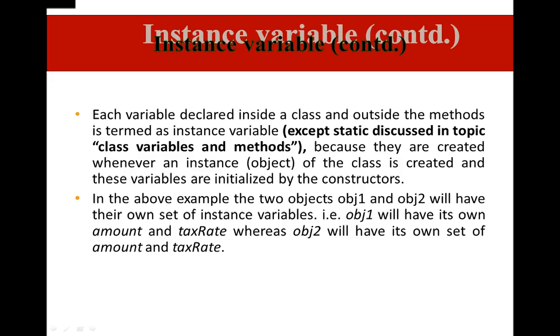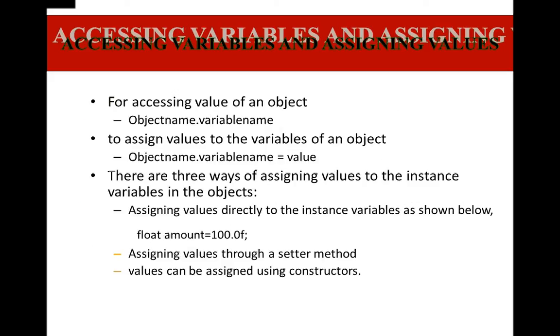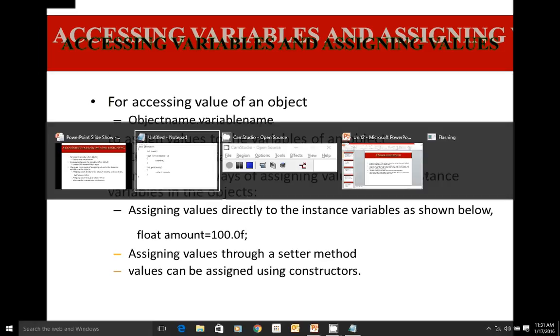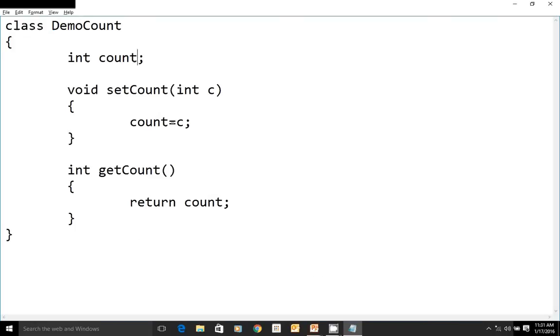One is that directly you can assign the value. Like in this example, I want the initial count of the counter to be 10. In that case, I can directly assign the value to the instance variable. Here, I have only one instance variable, that is count. c is not an instance variable because it is defined within the setCount method. The count variable is defined outside the methods and inside the class. That's why we call it an instance variable. One way of assigning a value to the instance variable is directly assigning the value.